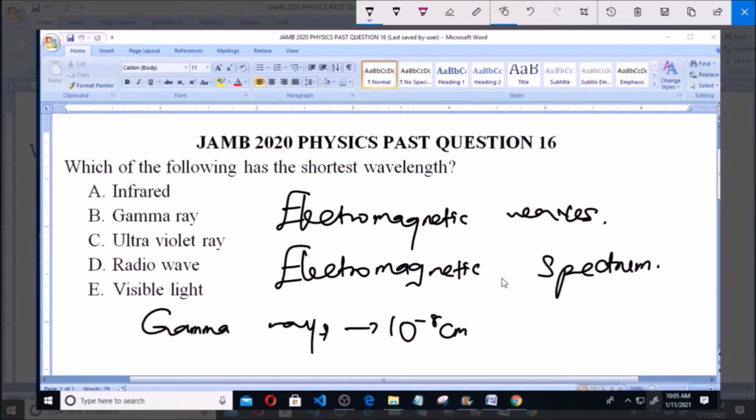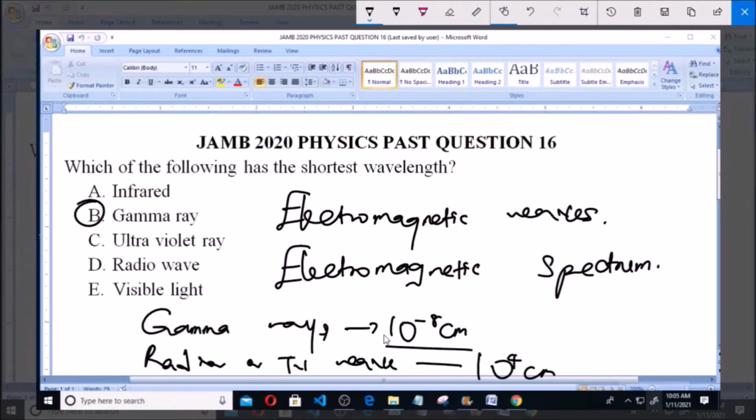Now, according to the electromagnetic spectrum also, the wave with the longest wavelength is the radio wave, or what we call the TV wave. Radio or TV waves have the longest wavelengths of 10 raised to the power of 4 centimeters. So the answer to this question is option B, gamma rays. It has the shortest wavelength, which is 10 raised to the power of -8 centimeter. So option B is the correct answer to this question.